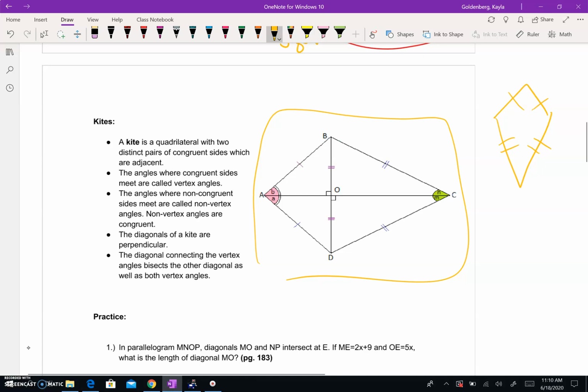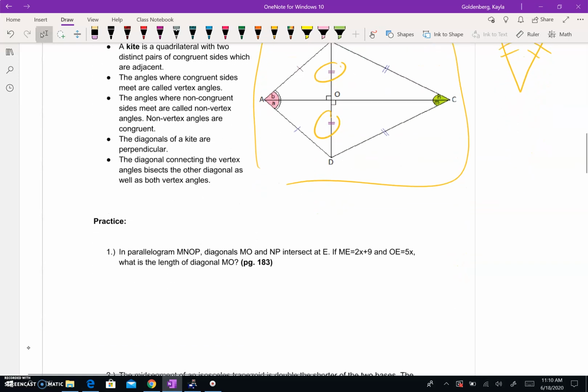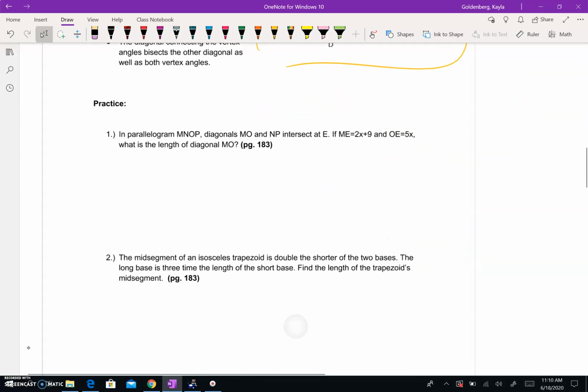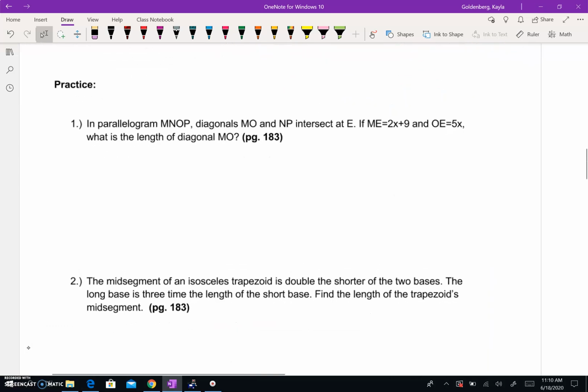Some important things are, let's see, the diagonals are perpendicular. That's useful. Notice one of the diagonals, the shorter one, going across here, is cut in half by the other diagonal, the longer one. Okay, so there's some interesting facts. There's also some other tidbits here. We can always go back to them during a problem if need be. Okay, and then we have 2 practice problems to look at real quick.